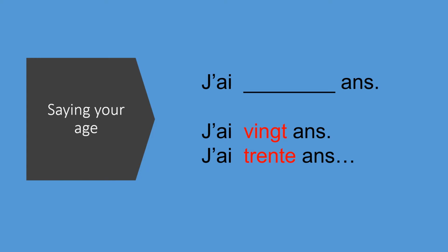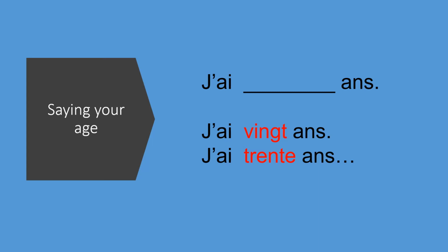Saying your age. Okay, so here you put your age. I don't know how old you are. So, j'ai 20 ans. I am 20. J'ai 30 ans. I'm 30. You just put your age there. The only thing that we have to remember is that j'ai means I have. So it's very important to put the ans. Otherwise, if you say I have 20, we wouldn't know what you have. Okay? So j'ai, and then you put the number, and then you put ans.